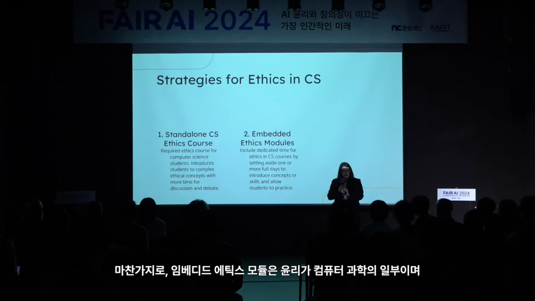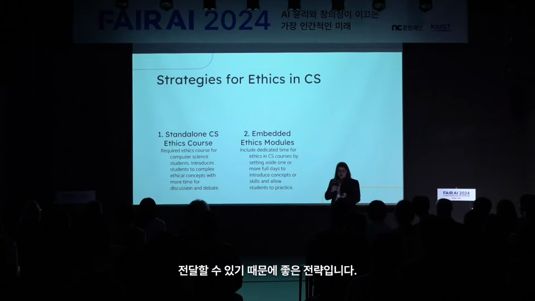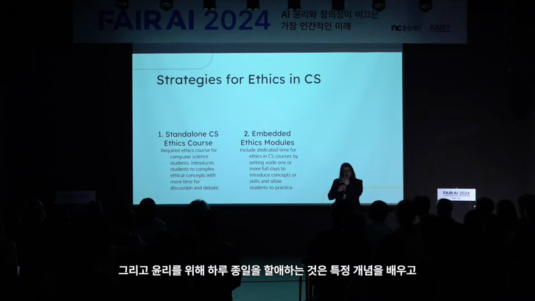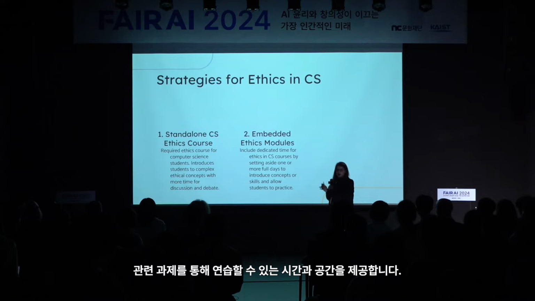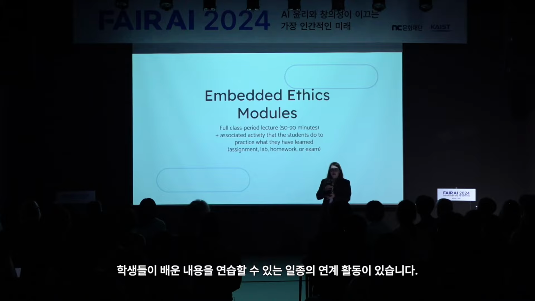And likewise, the embedded ethics module, where you have one full class day, is wonderful because it is in the computer science class. It is suggesting that ethics is a part of computer science. It's part of your standard job as a computer scientist. And setting aside a full day for ethics gives you that time and space to learn a specific concept and practice it on an associated assignment. So what does this look like? We have some kind of full class lecture, and then we have some kind of associated activity that allows students to practice what they've learned.